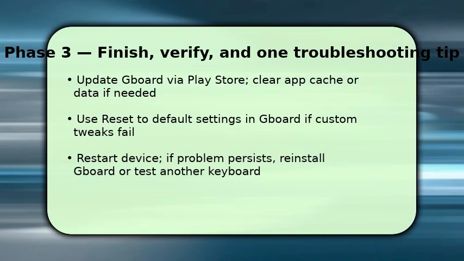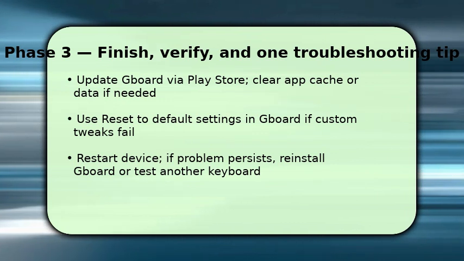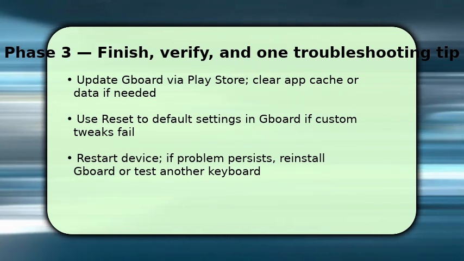To finish, update Gboard to the latest version because updates fix scaling bugs, then clear cache or, if necessary, app data to remove corrupt settings. If custom changes don't help, choose Reset to Default in Gboard and reapply only the height change. This isolates the fix. Finally, restart your device to apply system-level scaling.